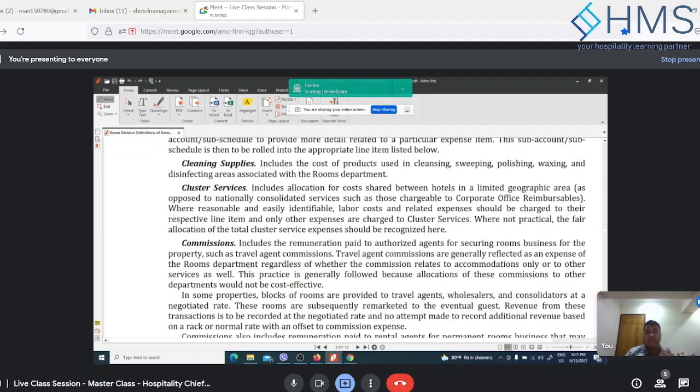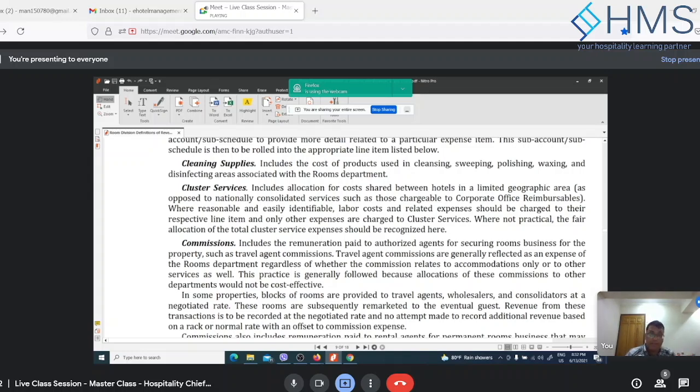The cluster services are pretty simple. If the hotel is part of a cluster, there are certain things that are done at the cluster level, so you may be sharing the charge of the cluster services. That may come as part of labor or other office expenses. Those expenses which are clearly allocated will be charged to the individual departments, for example labor and related expenses. But if it's not clear, then it will be charged to the cluster services.